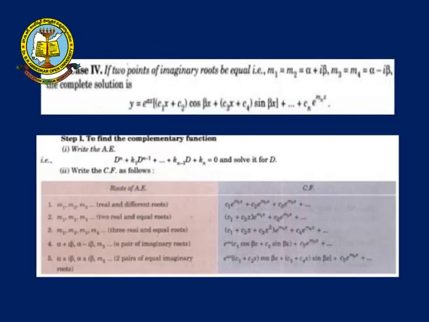Now the table clearly explains the cases: roots are real and distinct, roots are equal, roots are complex. Such kinds of complementary solutions we can write.